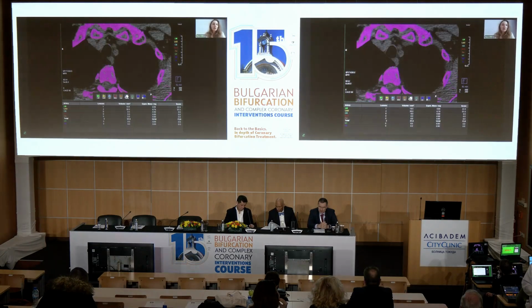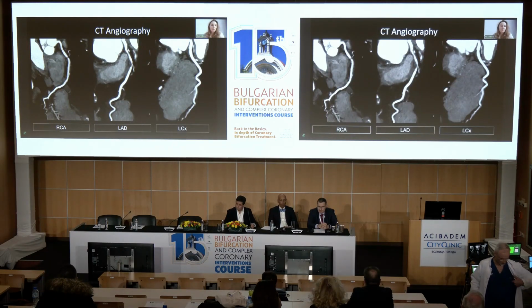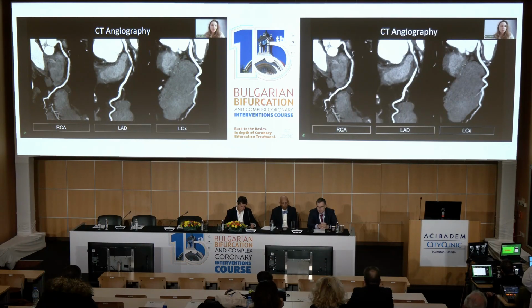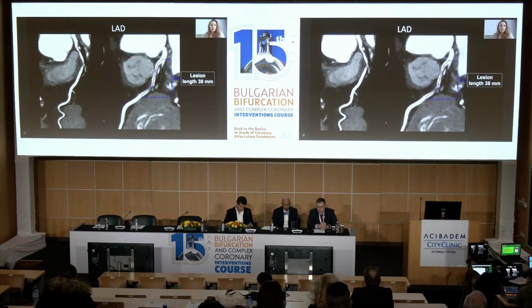And then our second case, here we have a 71-year-old male, again with chronic coronary syndrome. He went for a CT. CT shows a lower calcium score. The MPRs show again a bifurcation lesion in the proximal LAD with nothing specific in the right coronary artery and the circumflex artery. If we look further at our LAD lesion, we can measure a length of almost 40 millimeters.